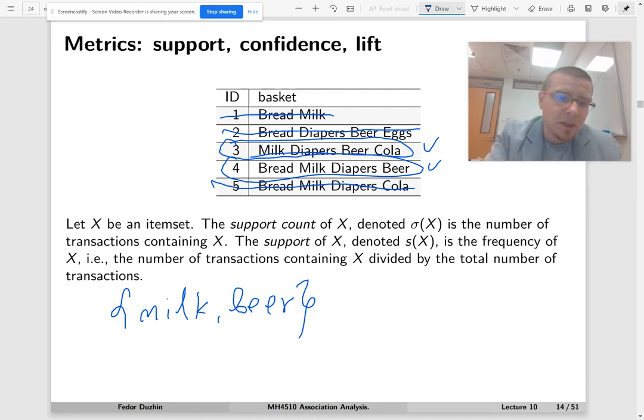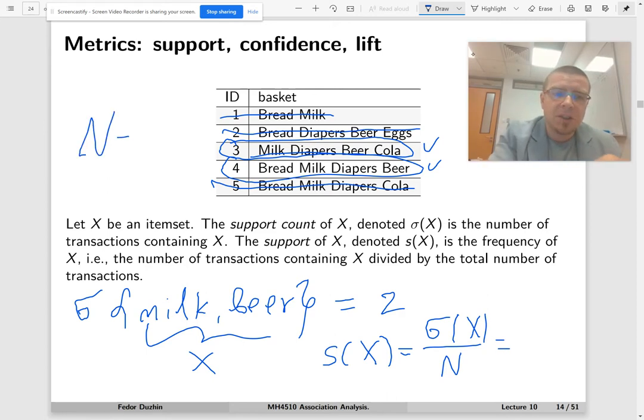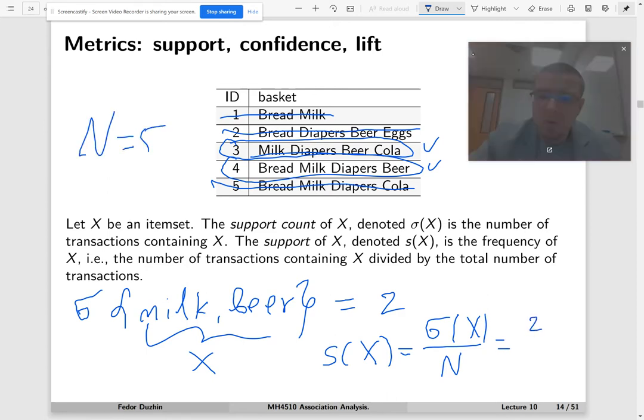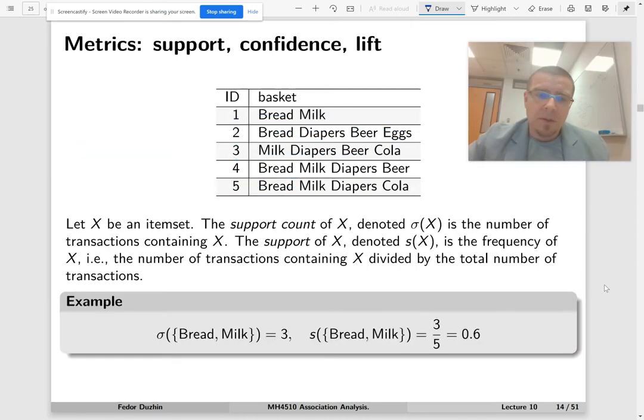So it means that my support count is going to be 2. If this is X, then the support of X is going to be sigma, the support count, divided by the number of transactions n, and here the number of transactions is 5, so it is going to be 2 over 5. Here is another example: bread and milk instead of milk and beer. Here the support count is 3, so the support is 0.6.